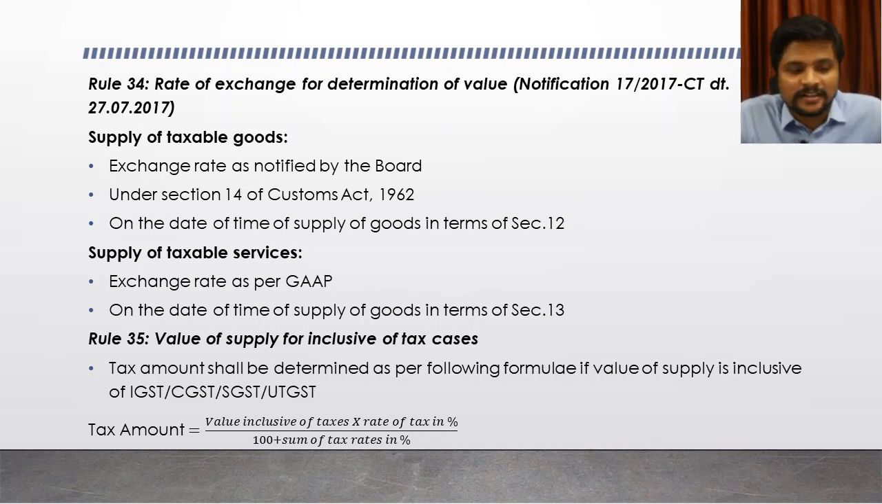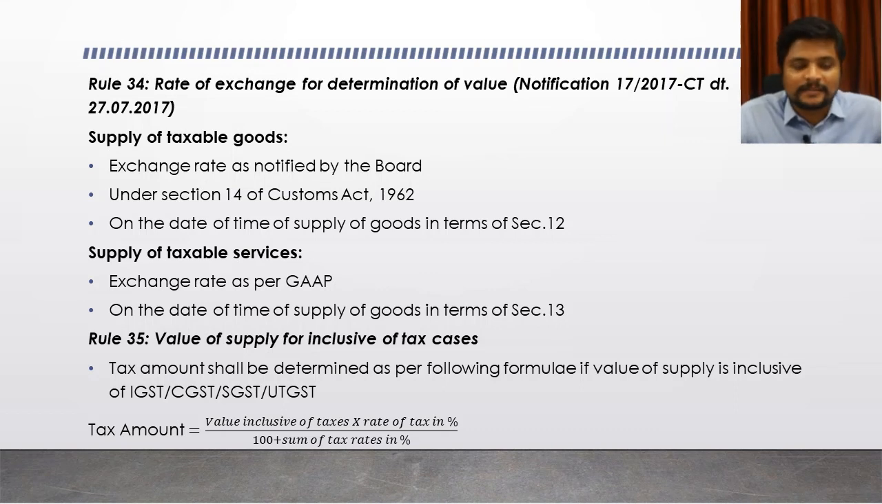What type of transaction here? Supply of taxable goods or supply of taxable services, whatever the case may be. In the case of supply of taxable goods, the exchange rate as notified by the board has to be taken as the exchange rate under section 14 of the Customs Act, on the date of time of supply, as determined per section 12, which we discussed before. On that date, whatever the exchange rate notified by the board, that has to be taken as the rate of exchange for the valuation.